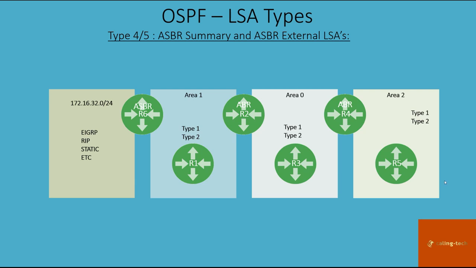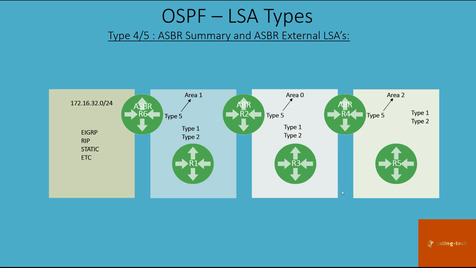Now, it doesn't actually matter what routing protocol it has come from. As I've listed here, it could be EIGRP, RIP, static, it could be any of them. It will always show up in OSPF as a type 5 LSA. The contents within the type 5 LSA is going to say something along the lines of, to reach network 172.16.32.0, utilize the ASBR router 6 to get there. So the type 5 LSA will then be forwarded without any change at all throughout the OSPF domain.